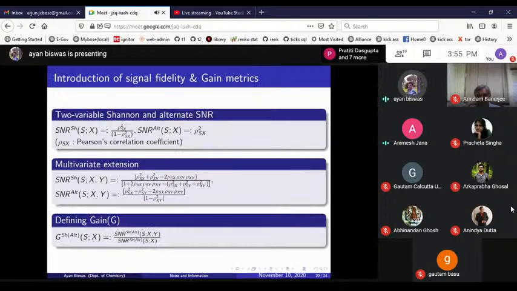So we also did some work for the signal to noise ratio. That's the signal fidelity. What are the definitions for the Shannon one and the alternate one, and how you invoke the three body interaction into it, and then define gain. Okay, it's heavy on calculation, but we also did that.